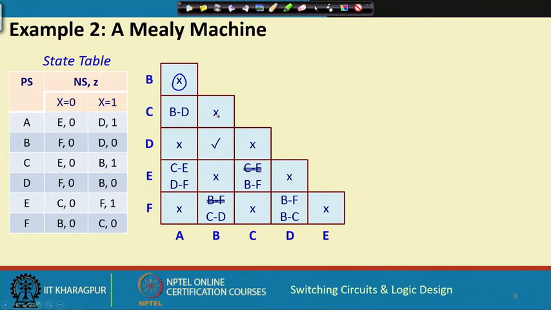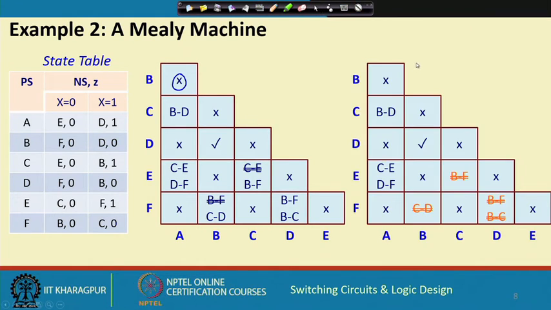Similarly, B and C are not compatible, 0 and 1. You see B D, I have put a tick. Why? Because in B and D you see the next state is F, output is 0, the next state is B and D, which is 0, B D are the same pair. So, I can definitely say they are equivalent, I put a tick there. So, similarly the other things I put, and whichever are the same pair like B F, I am cutting them out, C E I am cutting them out. So, like this, this is the first step of the implication table.